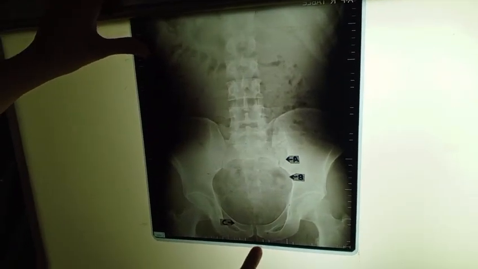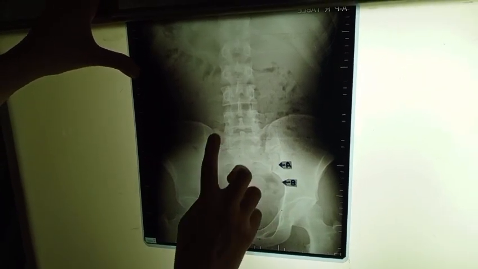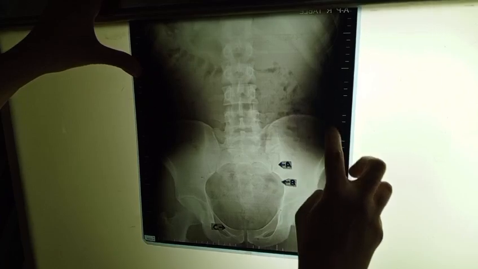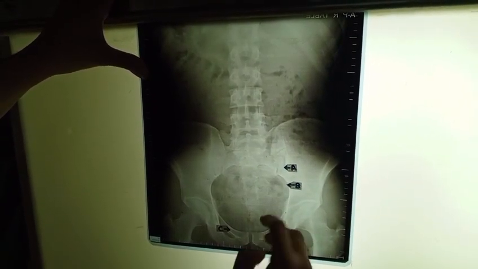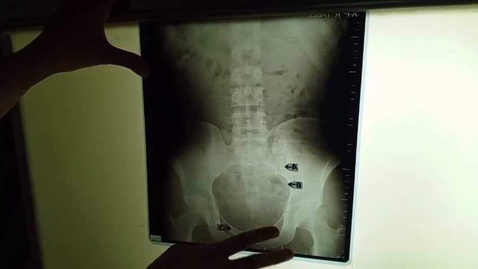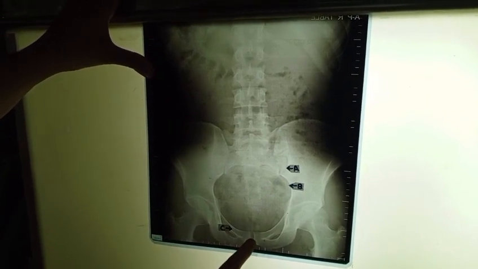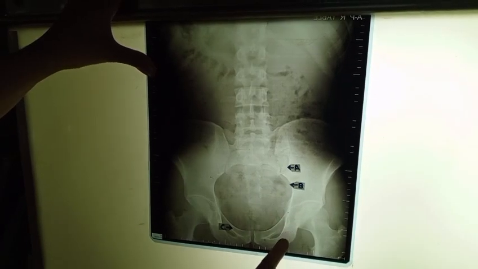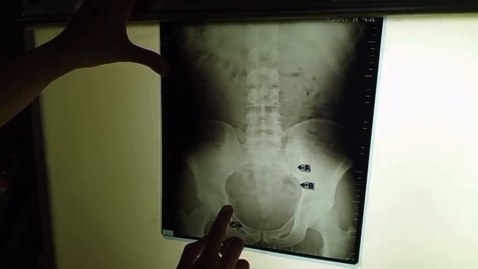Okay, this is a very, very important radiology from the radiology point of view. This is sacrum bone. This is the iliac crest. This is ilium bone. This is the pubis. Okay, superior ramus, inferior ramus. This is pubic symphysis, and this is the ischium. This is ischial tuberosity. This is ischial spine.